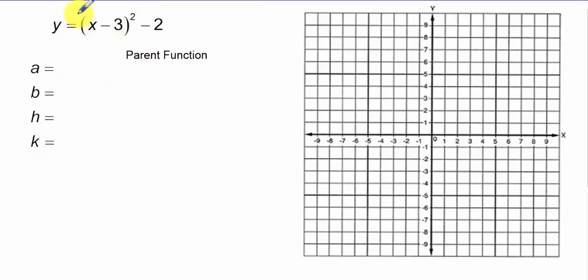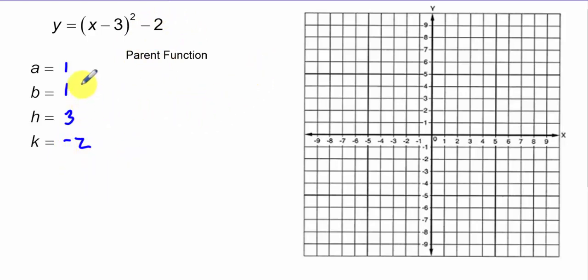And I notice there's no multiplication outside the function. I'm going to put a 1 for a. There's no division inside the function. I'm going to put a 1 for b. H is what follows a negative sign on the inside of the function. So that's 3 in this case. And k is what's added or subtracted to the outside. So in this case, that's a -2.